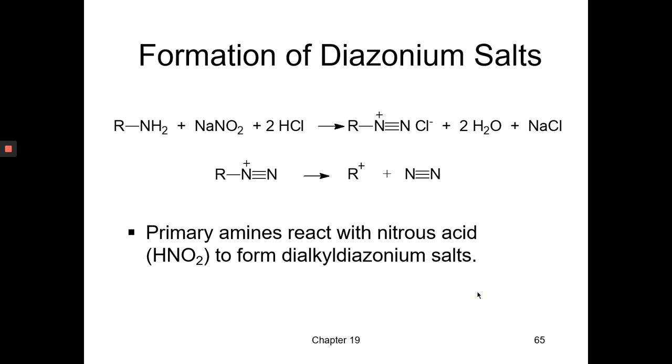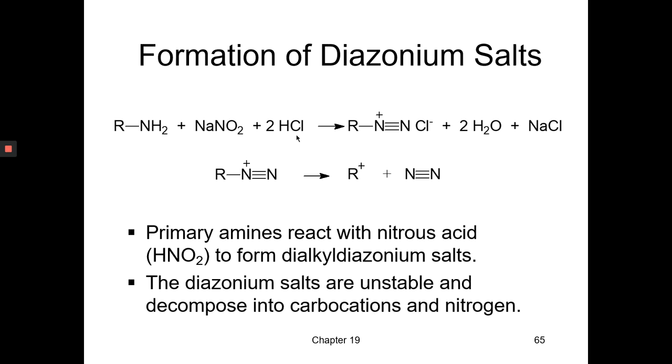Okay, next we'll look at the topic of diazonium salts. Diazonium salts can be prepared from primary amines when they react with nitrous acid. Nitrous acid is unstable, it's not commercially available, and so we prepare it as we need it by treating a nitrite salt like sodium nitrite with a strong acid like hydrochloric acid. These diazonium salts are unstable. They'll decompose and form carbocations and nitrogen.